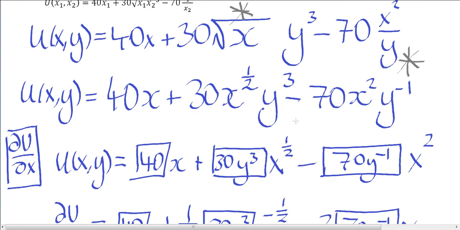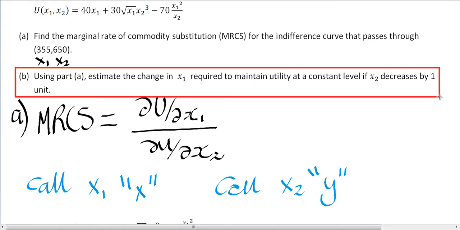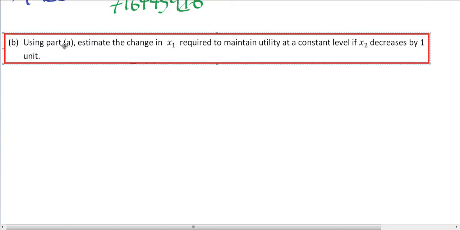The next part of the question was, I'll copy it down, I'll put a square around it and copy it down. Using part A, estimate the change in x1 required to maintain utility at a constant level if x2 decreases by 1 unit. Now you would expect that you would use, like the last question, the small increment formula. Now you are using it, but I'm not going to go into it. Maybe we'll let you check the notes because I don't want the video to go overrun too long.